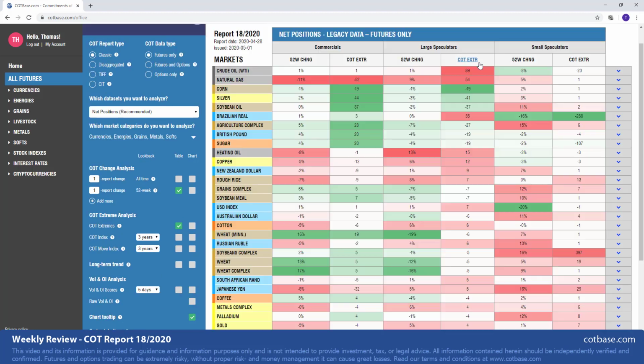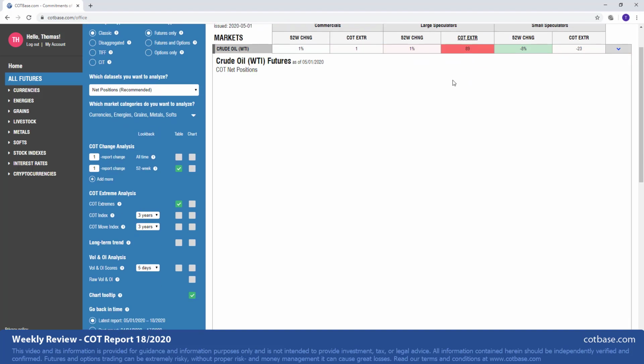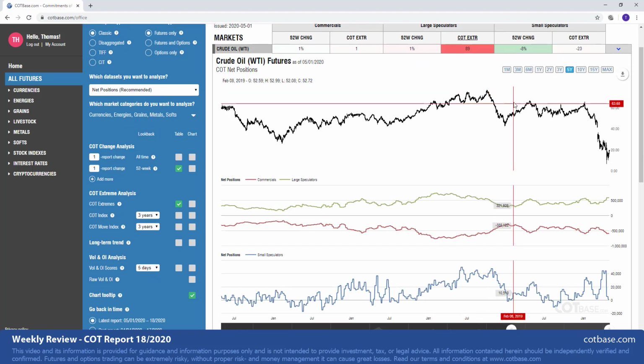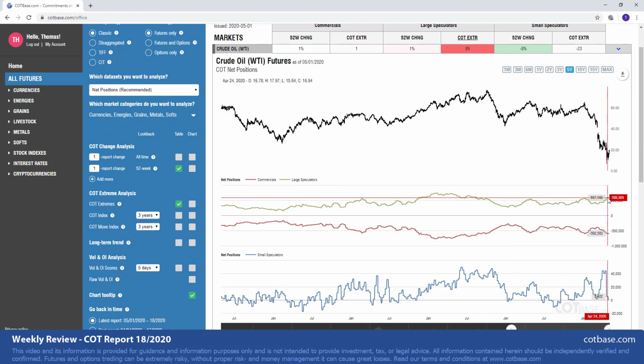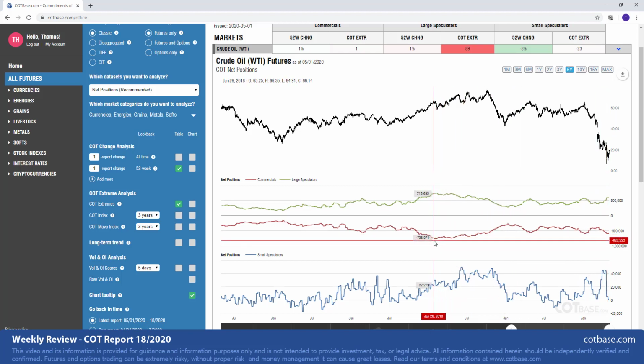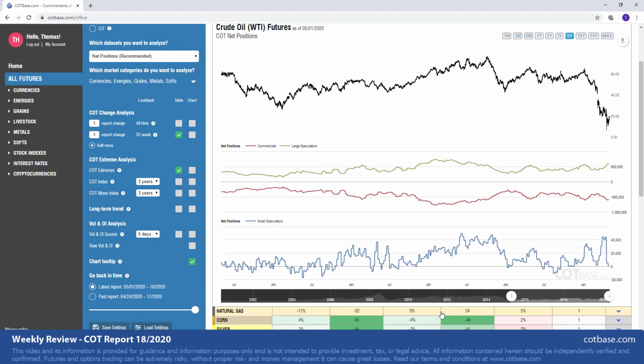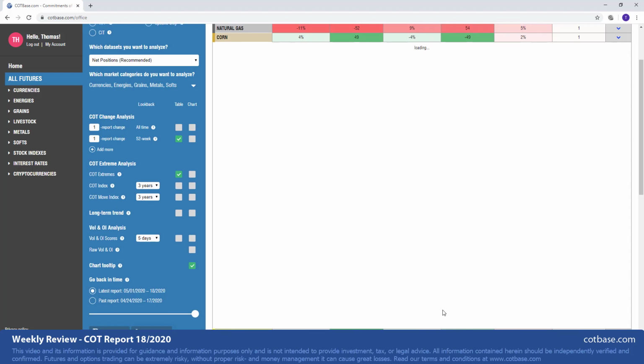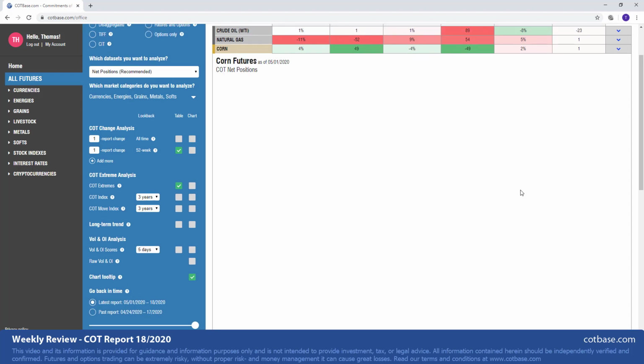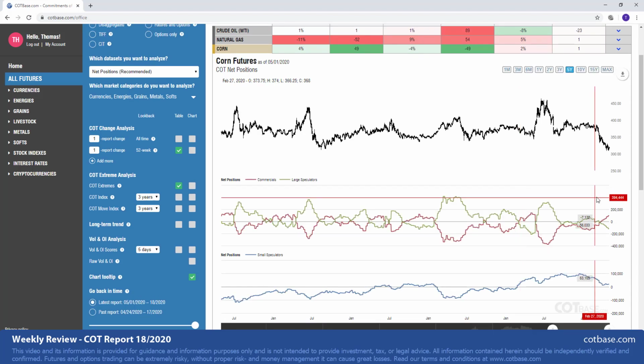Moving on to large speculators COT extreme, we've got the WTI crude oil on top of our list with an 89 report extreme. In large speculators, you can see that extreme over there. There's an unquestionable bearish extreme here, which could gradually increase to even greater levels. As you may see in the past, we had much greater extremes. We talked about natural gas. We're going to jump over that and arrive at corn with a 49 report extreme. So not that large extremes this week, but nevertheless, we can talk about them.